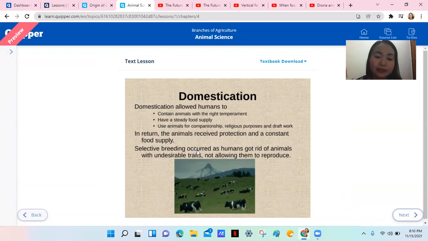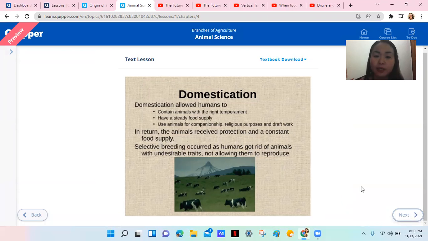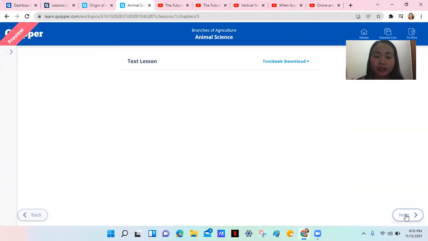And we do selective breeding, as humans got rid of animals with undesirable traits, not allowing them to reproduce. For example, if they have some unnecessary characteristics for food production, then we only choose those who have very desirable characteristics.